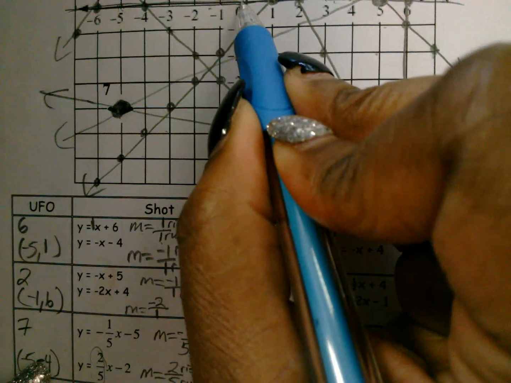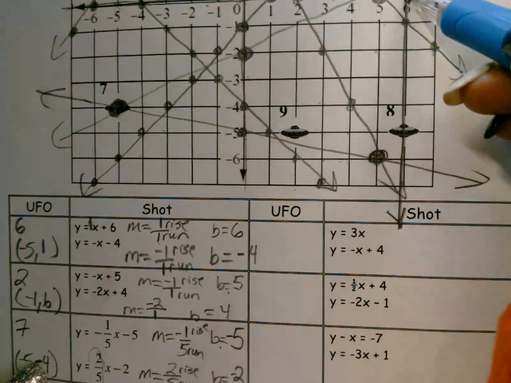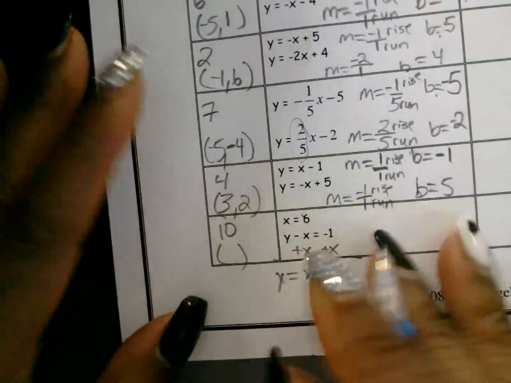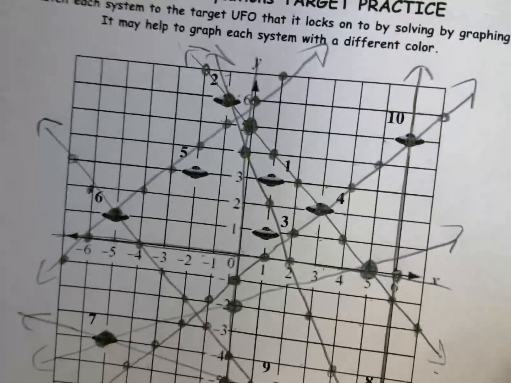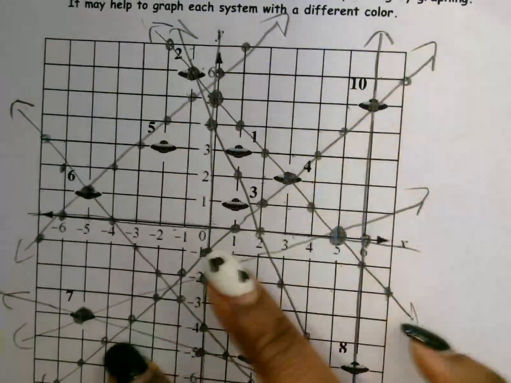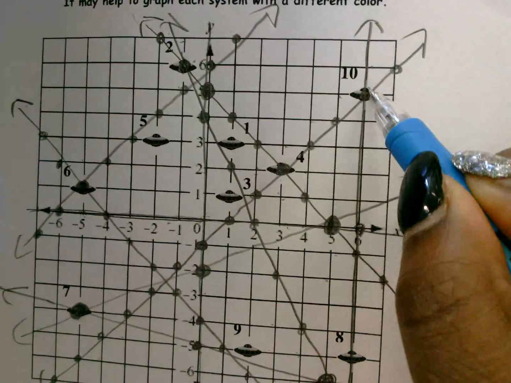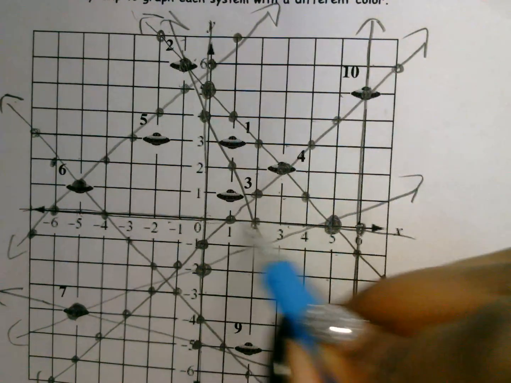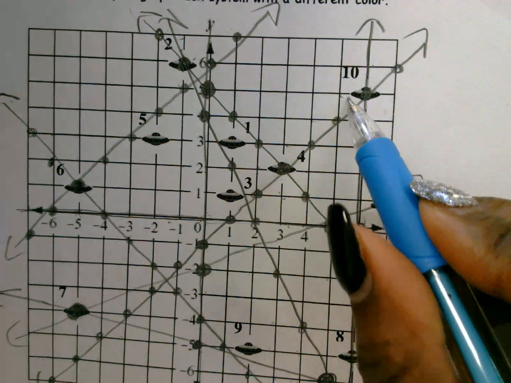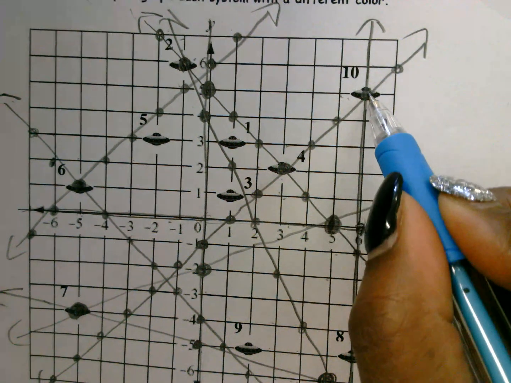The ordered pair for UFO 10 is 6 and 5. It's this line right here. The UFO that it crosses is 6 and 5. This is the ordered pair for this UFO. 6, 5.